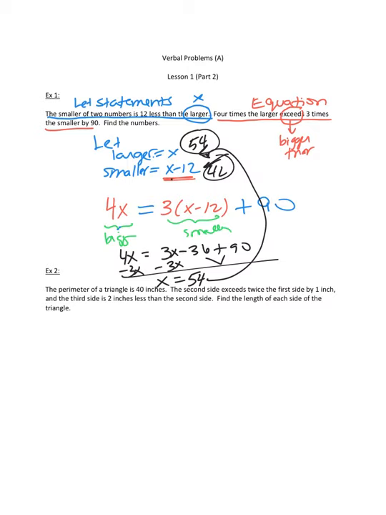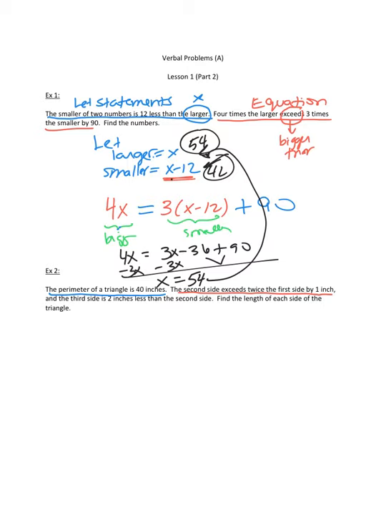Okay. Moving on to example 2, we're looking at perimeter of a triangle. Here it says the perimeter of a triangle is 40 inches. Now that doesn't make any comparisons, so that's not going to be my let statement. I'm going to skip over that for a minute and go to the second sentence. The second side exceeds twice the first side by 1 inch, and the third side is 2 inches less than the second side. So I'm going to start here.